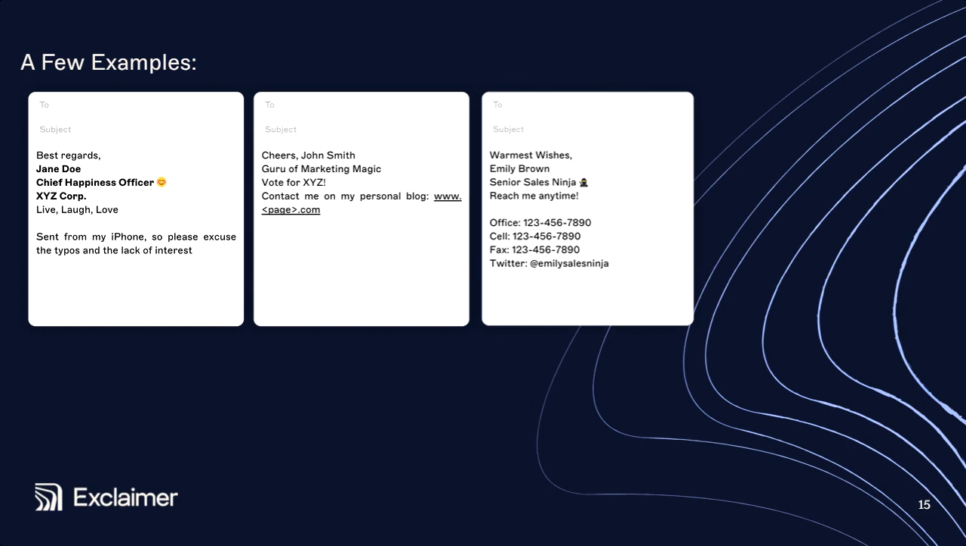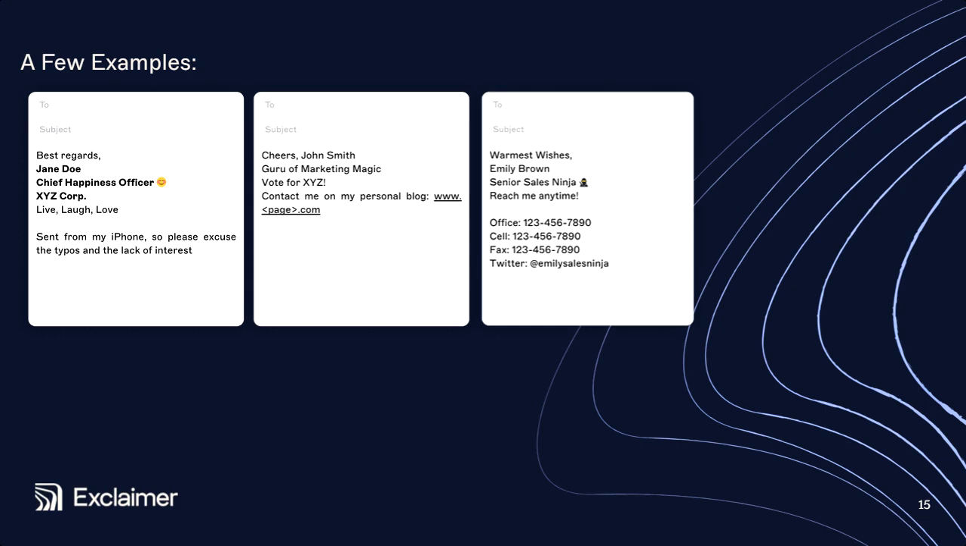Then down at the very bottom, we have Live, Laugh, Love. And I'm not even quite sure what that means, but I'm guessing that's not the official corporate slogan. Then just below that, we have Sent from my iPhone, so please excuse the typos and the lack of interest. Now, I have to admit, we've probably all felt that way at some point or another, but I'm guessing this isn't the type of image that your organization wants to project. If this is going out to a customer and the email signature says, please excuse the lack of interest, well, that's definitely not the message you want to be sending to your customers.